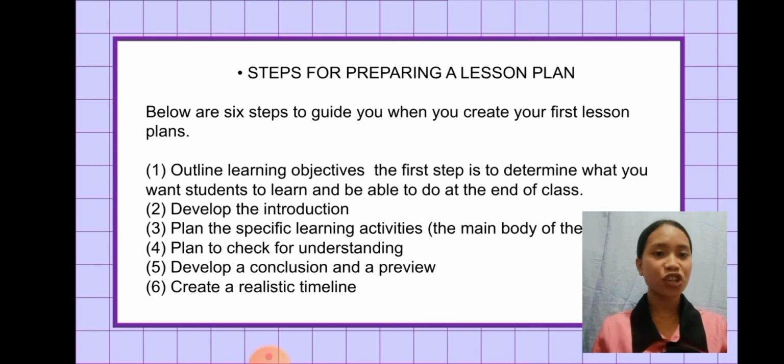Number 4, plan to check for understanding. For example, giving a small assessment or calling some students to check the understanding that we input in them. Number 5, develop a conclusion and preview. Number 6, create a realistic timeline.